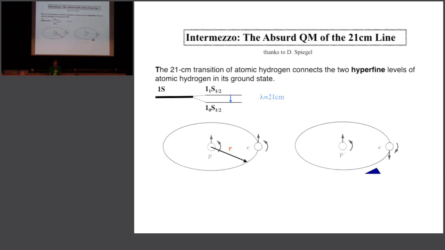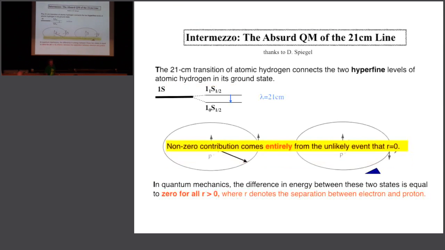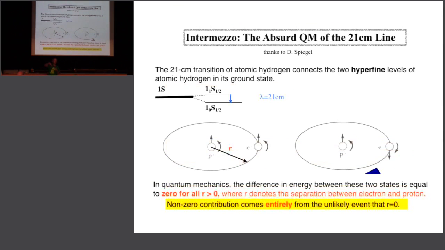But the funny thing is, if you look at quantum mechanics and you actually look at the calculation, that's just a calculation in the standard textbook, right? There's nothing special about this. The actual energy difference between these two states in quantum mechanics is zero, right? There is no 21 centimeter line in this particular calculation. There is no energy difference between these two states. So where does it come from? Well, it comes from the term when R is zero, so when the electron is inside the proton, which is pretty bizarre.